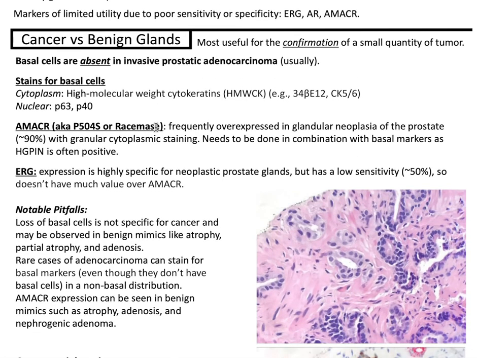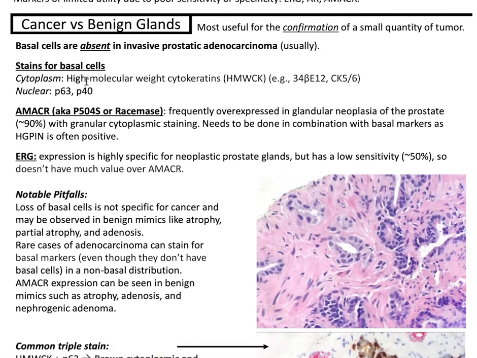Cancer versus benign glands. This is most useful for a confirmation of a small quantity of tumor. Basal cells are absent usually in invasive prostatic adenocarcinoma. And your stains for your basal cells, cytoplasmic will stain high molecular weight cytokeratins like CK5/6, and it'll stain nuclear basal cells with P63 or P40.